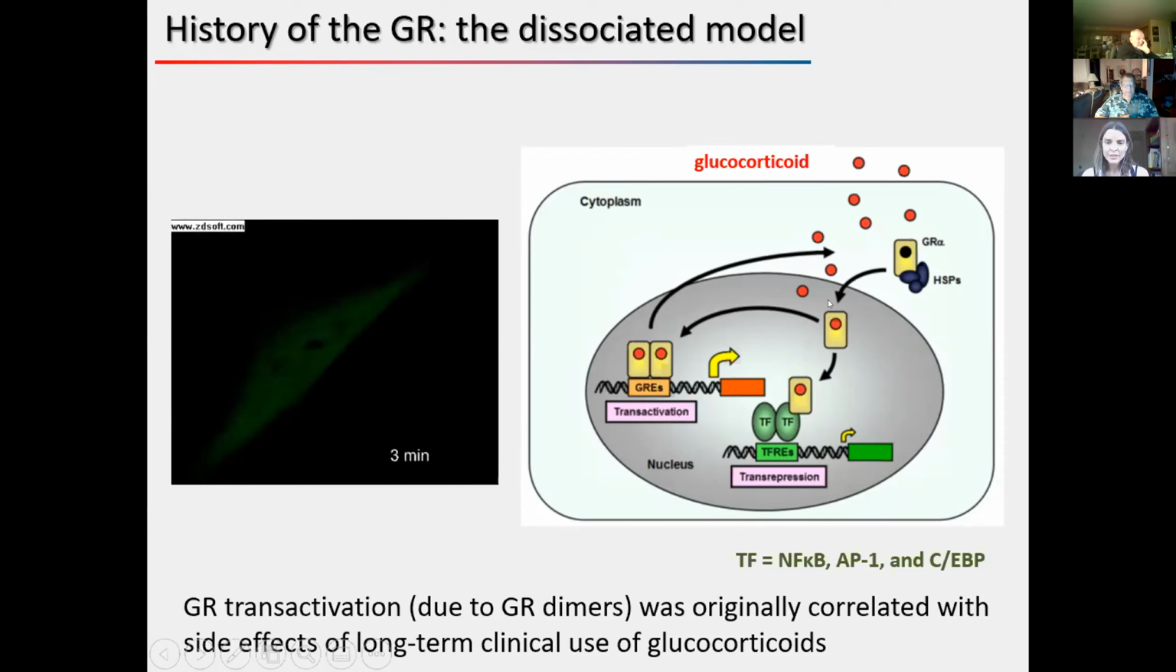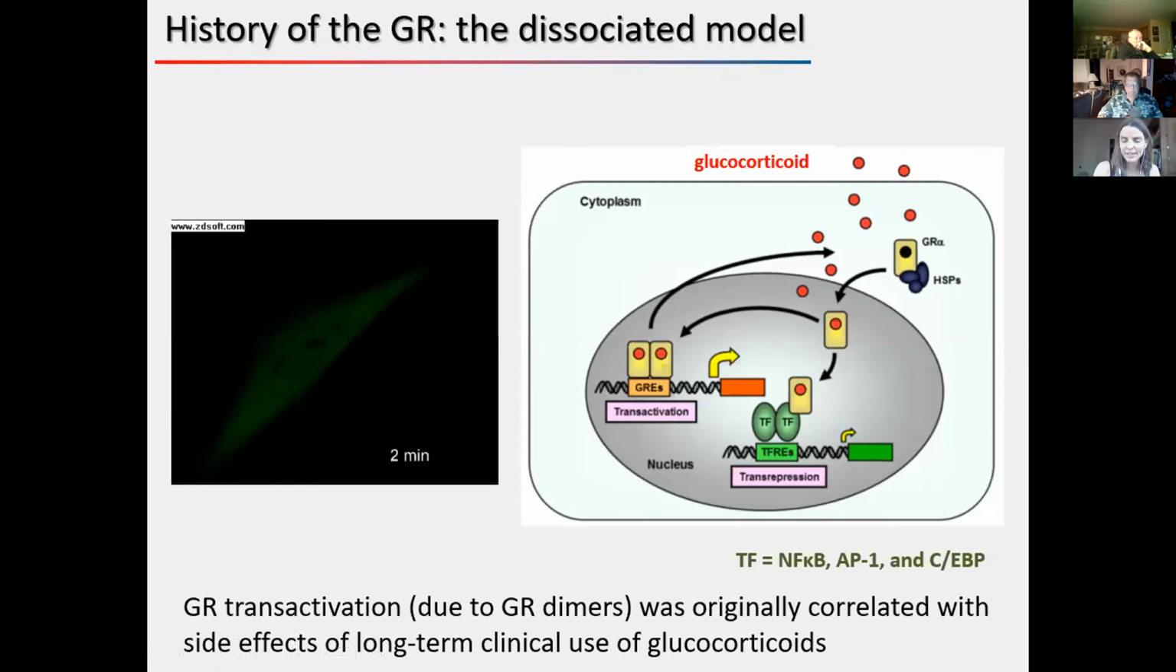Once in the nucleus, the receptor can do two different things. Either as a dimer, this was what was proposed by the dissociated model, they can interact with the specific response elements in the DNA and transactivate the expression of genes, or as a monomer, again, this was the dissociated model, it can interact with other transcription factors and repress gene expression. So in the field at that moment, it was believed that GR transactivation, which was due to dimers, was correlated with the side effects. So avoiding this pathway will improve the use of glucocorticoids.